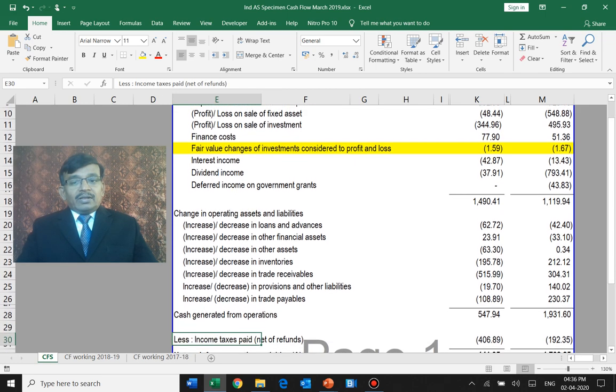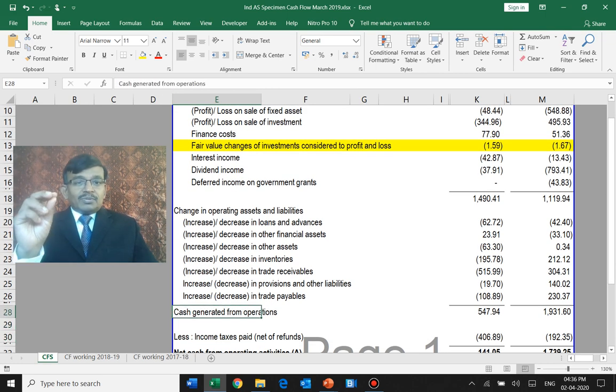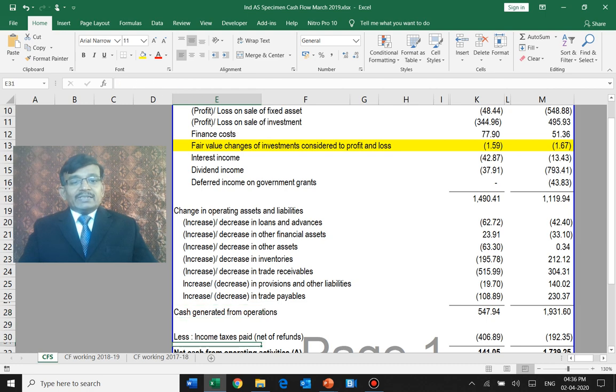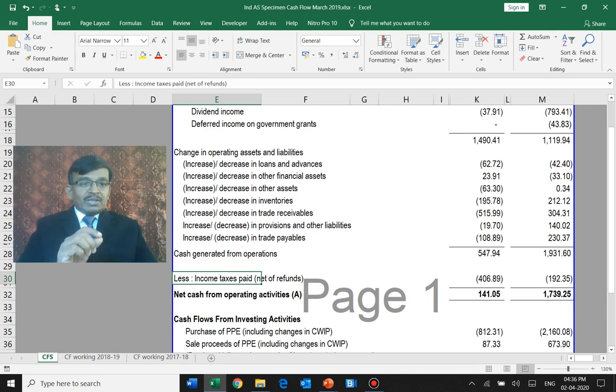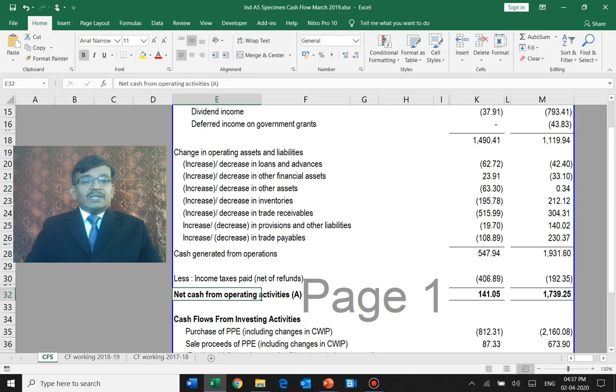And now we are arriving at profit as per the profit and loss account adjusted for non-cash items. After that, adjusting for working capital changes, we arrive at the cash generated from operations. But the income tax payment relates to the operational activity, and accordingly, the entire income tax paid, net of refunds, will be shown as an outflow, and this is shown as the net cash from operating activities.